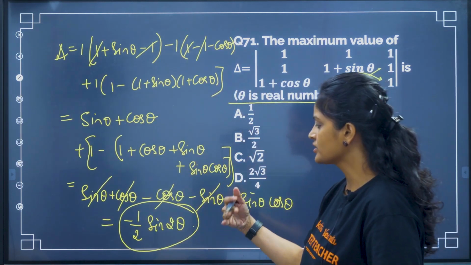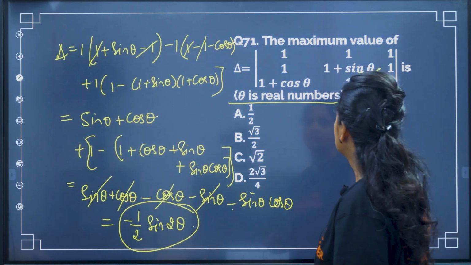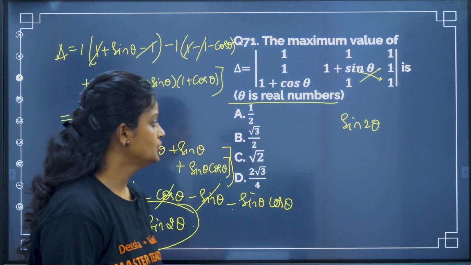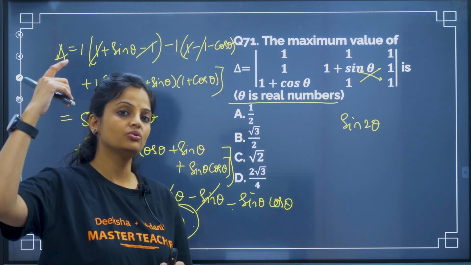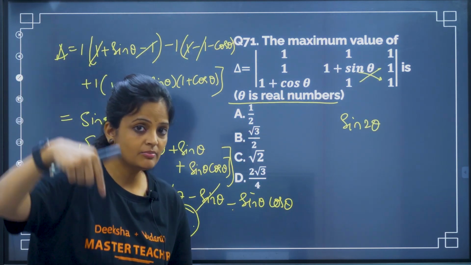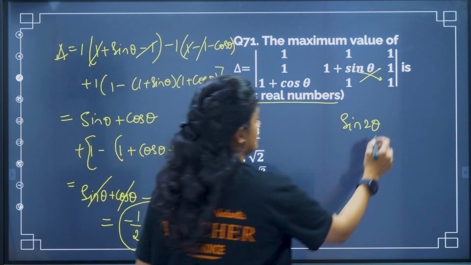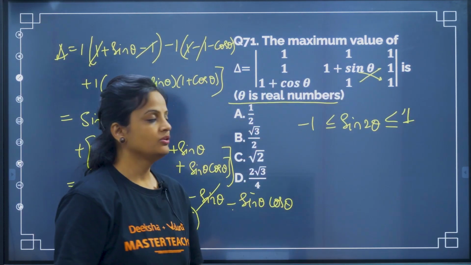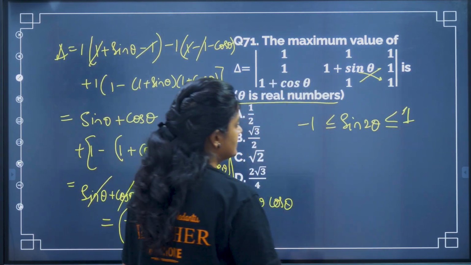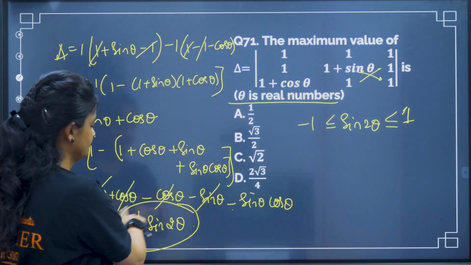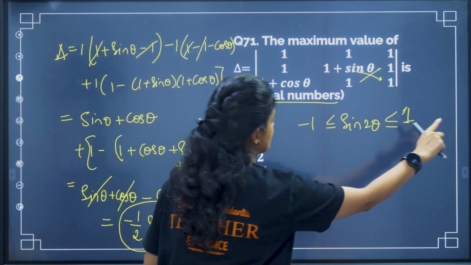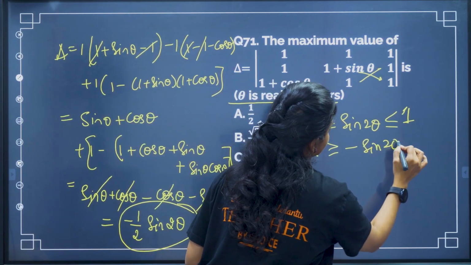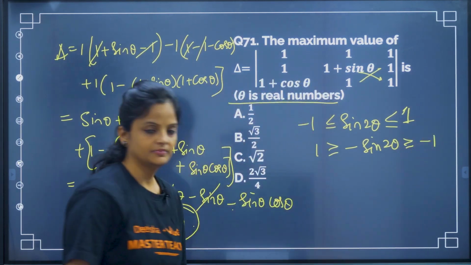Now I have got the answer. I have to find out the maximum value of this, isn't it? Let's take up sine 2 theta. I know where sine 2 theta lies. What is the maximum value of sine? 1. What is the minimum value of sine? Minus 1. Take that. Maximum and minimum value for sine 2 theta we have taken. Then negative, I have to bring this. Multiply with a negative, inequality will reverse. Minus sine 2 theta is greater than or equal to minus 1, isn't it?